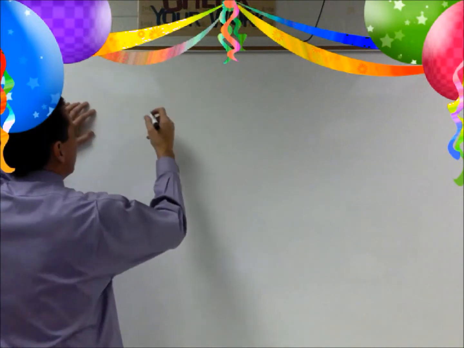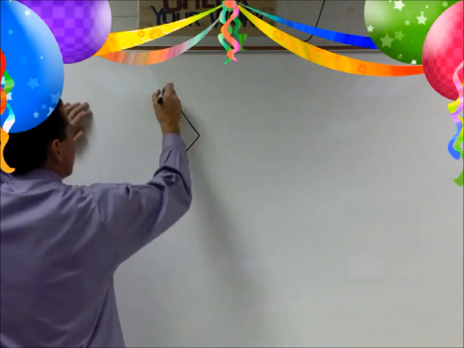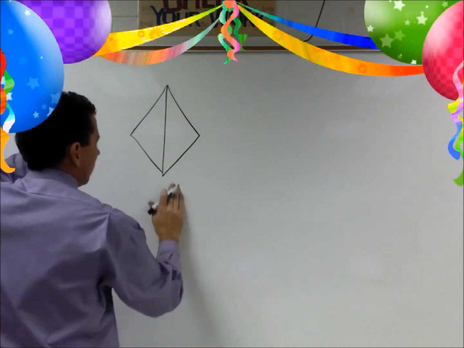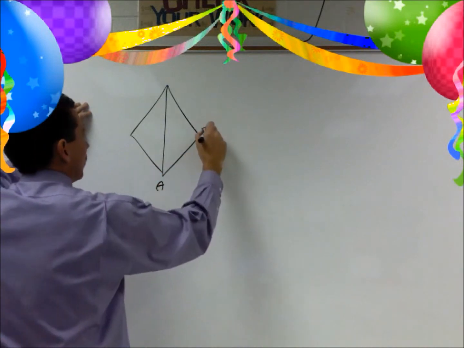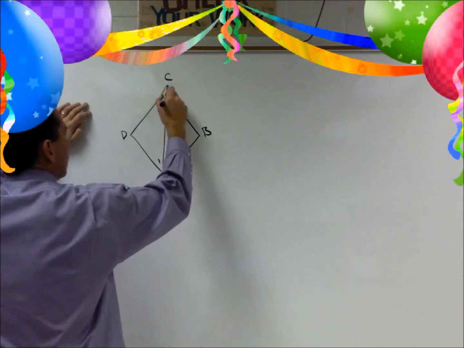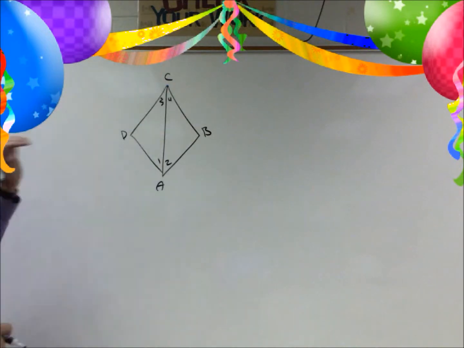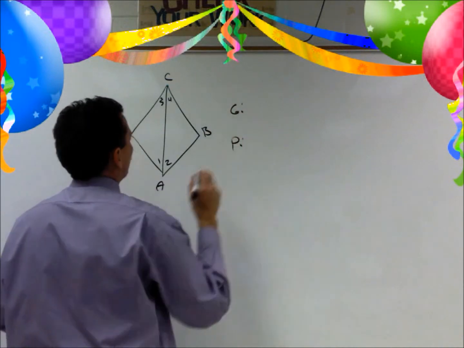Let's do an example of one. This is one that we might see a lot. Suppose I had something that looked like this. And then let's name this thing. Won't be boring. A, B, C, and D. Let's number some angles in here. And then again, we're going to have a given and a proof.